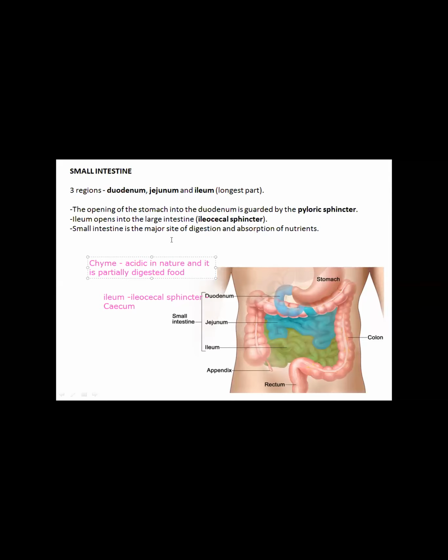Okay. Now, small intestine is the major site of digestion and absorption of nutrients. It is the major site because it is where complete digestion of food will take place. Small intestine is the site where complete digestion of food will take place.